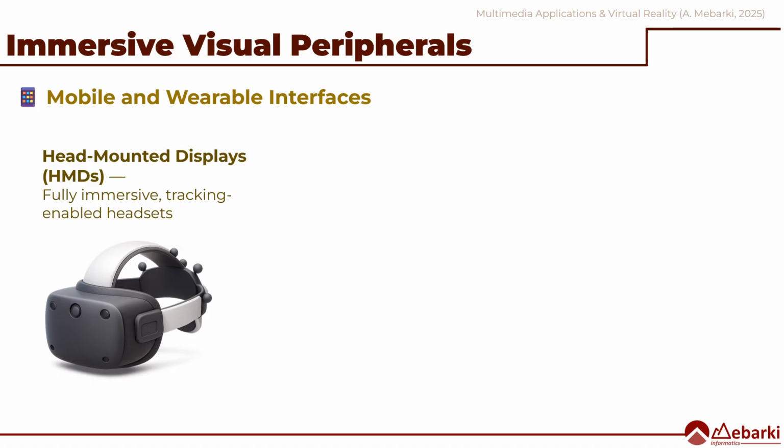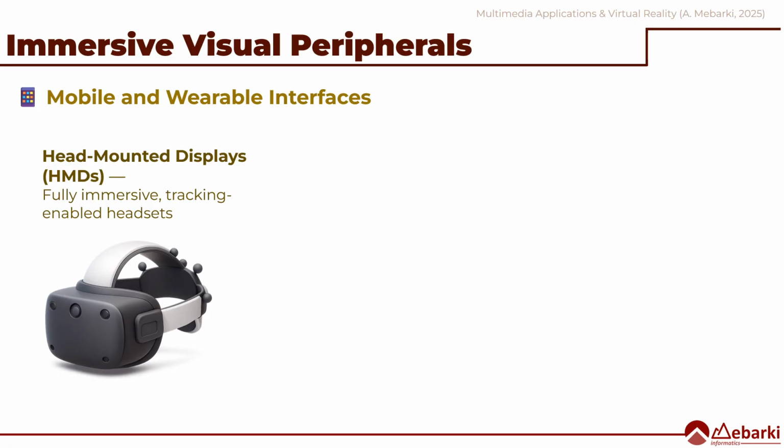They combine stereoscopic displays, motion tracking, and head orientation sensors in a headset worn by the user. By updating images according to head movement, they provide a real-time, egocentric experience. Examples include MetaQuest, HTC Vive, and Valve Index. Modern HMDs often feature eye tracking, pass-through cameras, and hand detection, enhancing both immersion and interaction.